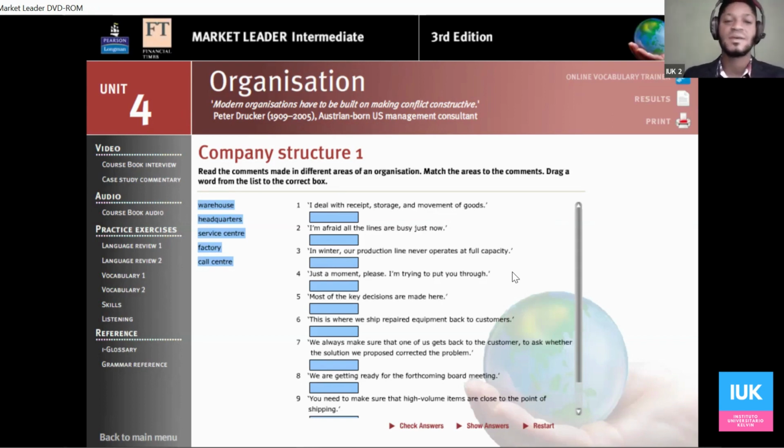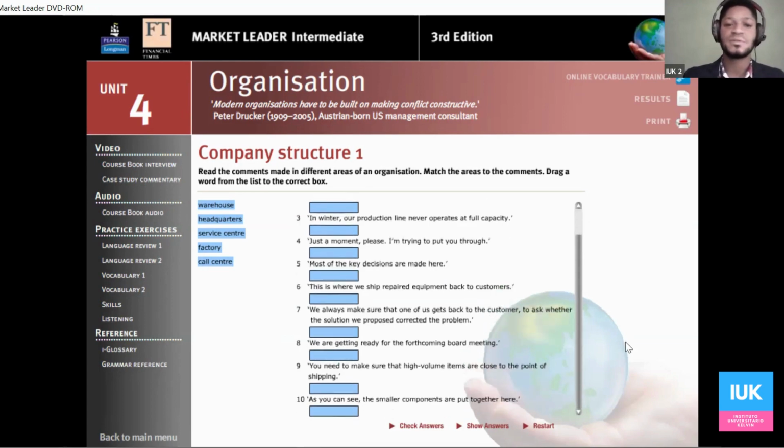Number 6, this is where we ship repaired equipment back to customers. What do you call this? Is it the warehouse, the factory, or the service center? Repaired equipment is shipped back to consumers or customers.